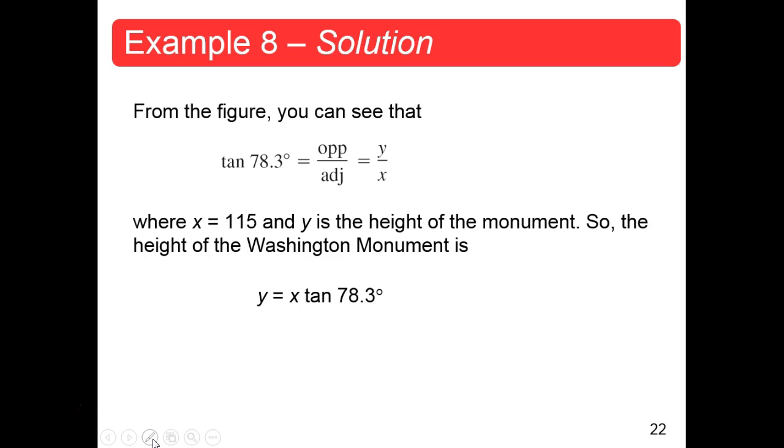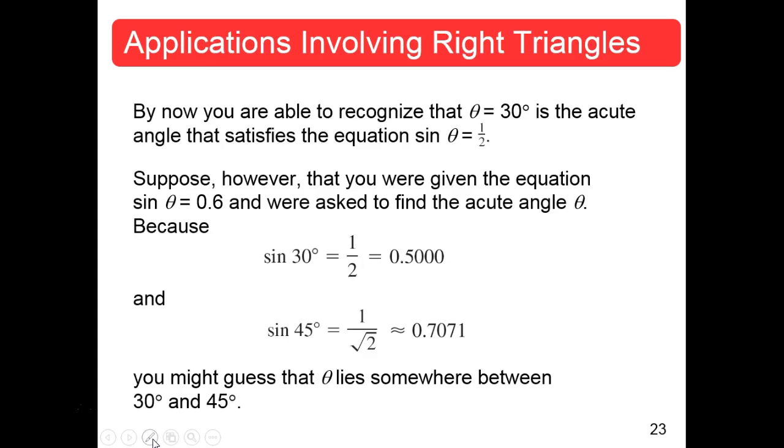So the height of the monument is x times the tangent of 78.3, which is 115 times the tangent of 78.3 in degree mode, which is 4.8 and so on. They used a lot of digits there, and they came up with approximately 555 feet. Good deal. Any questions? And that is followed by a checkpoint. So please do it.